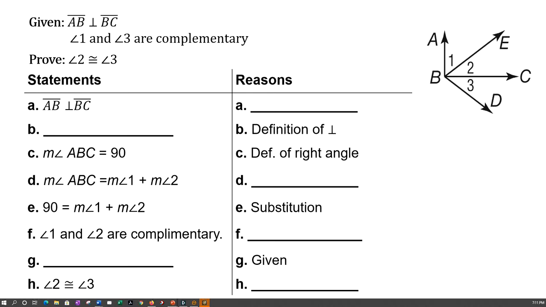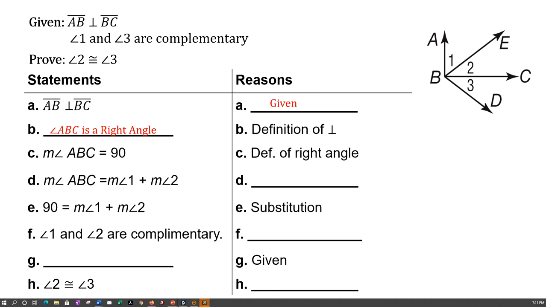Okay, so line 1, they tell us that segment AB and BC are congruent. That's a given. So from there, we are able to say that angle ABC is a right angle. Remember, the definition of perpendicular: two line segments that are perpendicular form right angles. Line C tells us that the measure of ABC is 90 degrees. Again, that's the definition of a right angle.